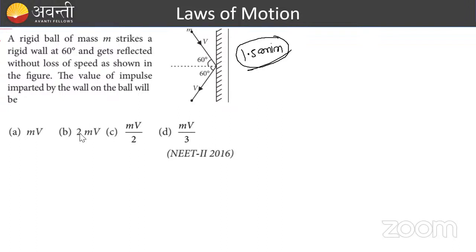In this question also you have to calculate impulse itself, right? यानी कि F dt और dp both are same, right?